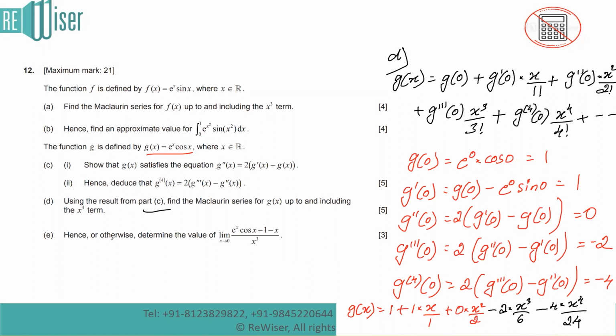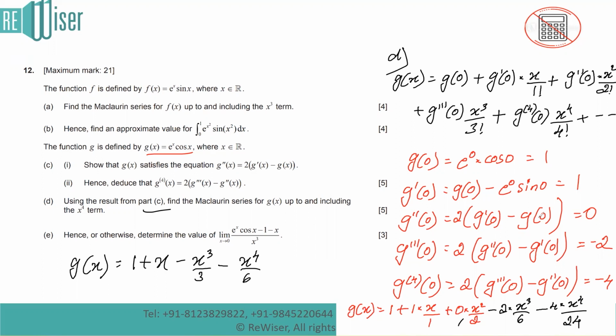Of course, we can also simplify this and say that the final answer is g of x equals 1 plus x. This part will become 0. And here we can simplify it. So it's going to be minus x cubed by 3, then minus x to the power of 4 by 6. And this is the right answer for the sum.